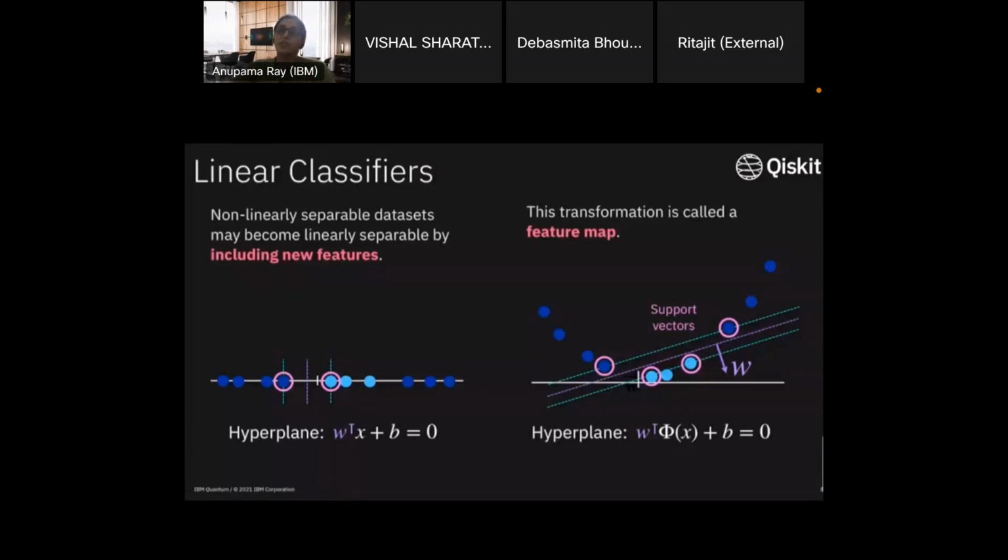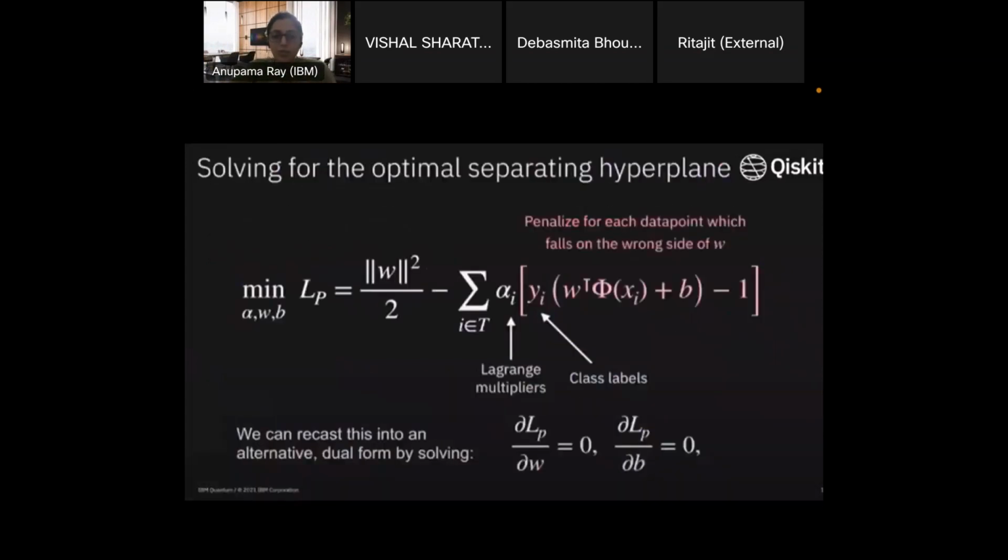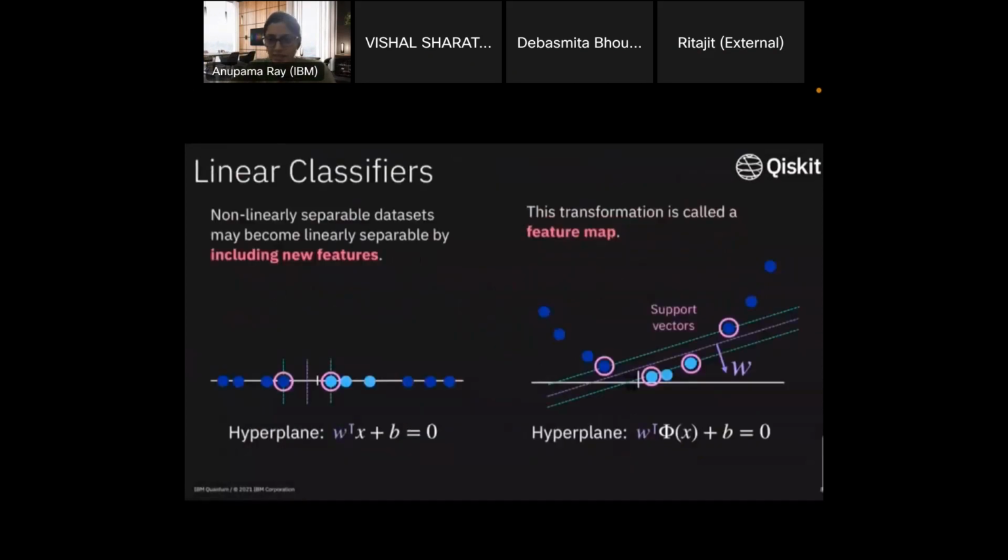We say that, okay, if we take it to some higher dimension, if we push it to some higher dimension, maybe in that dimension, the problem becomes linearly separable or at least easily separable, right? But most problems are not linearly separable, and that's what you'll see. And this concept of feature maps is going to be very, very important, right?